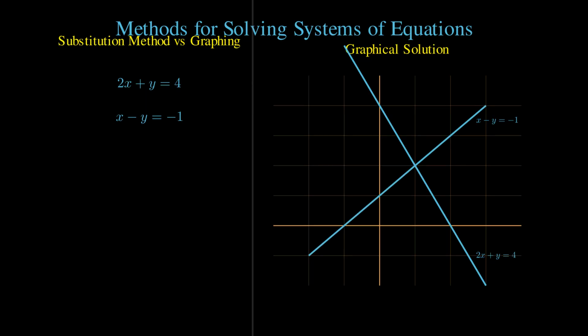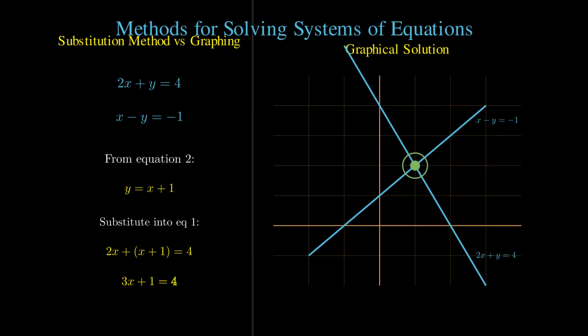For substitution, we'll express one variable in terms of the other, substituting it back into another equation. Meanwhile, on the right, our graphing method is coming to life. As we plot these equations on a grid, notice how each line represents a solution path. The intersection point is our target, revealing the common solution. As the lines converge and substitution equations simplify, we're closing in on our answers.